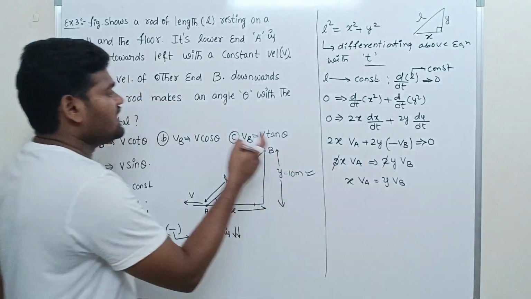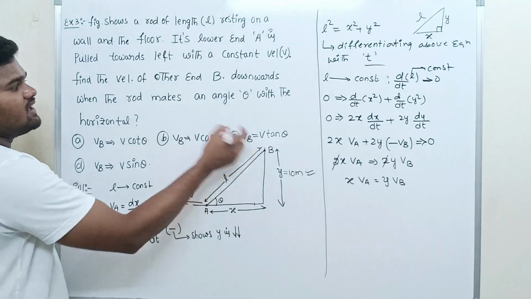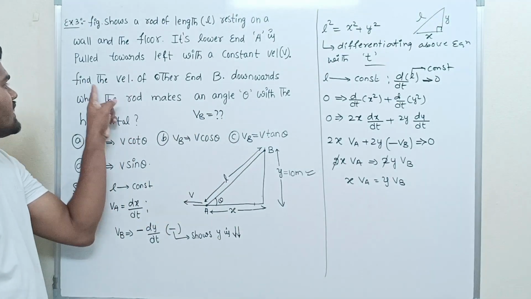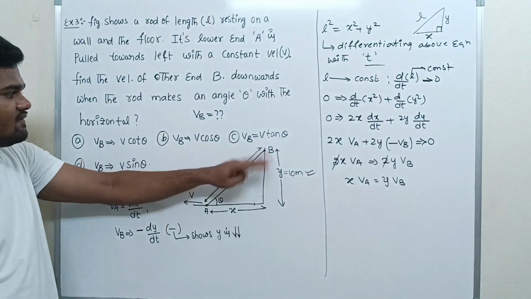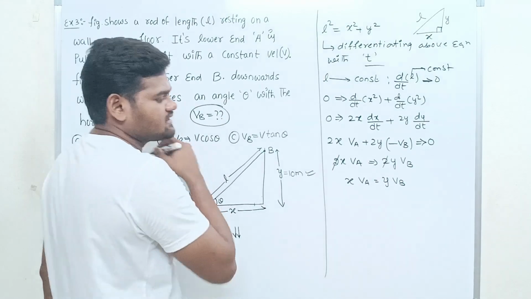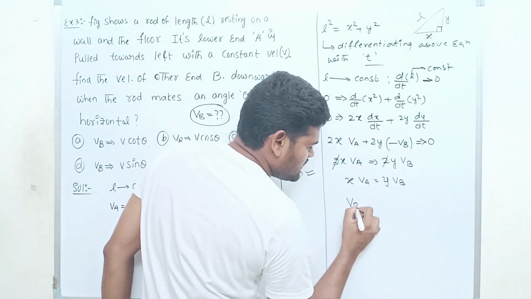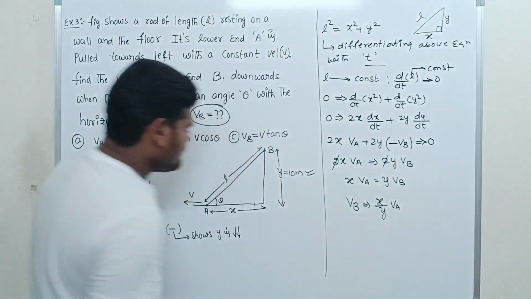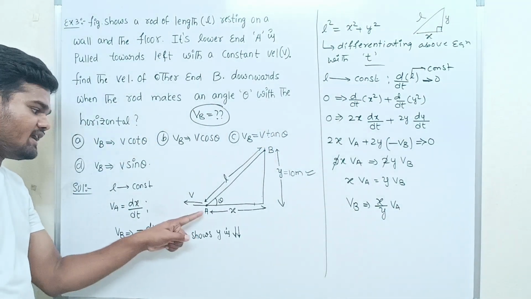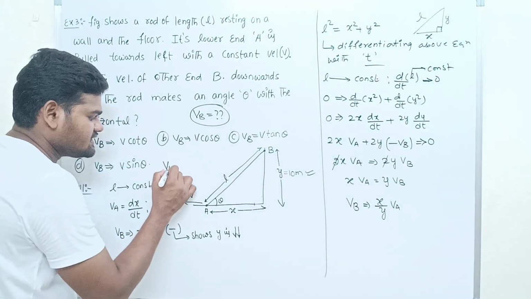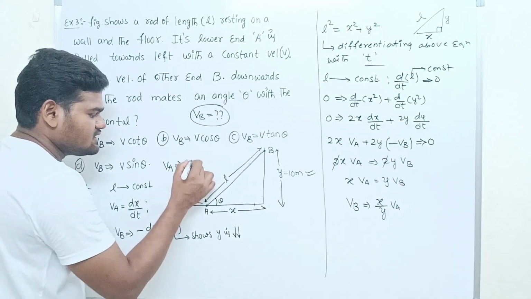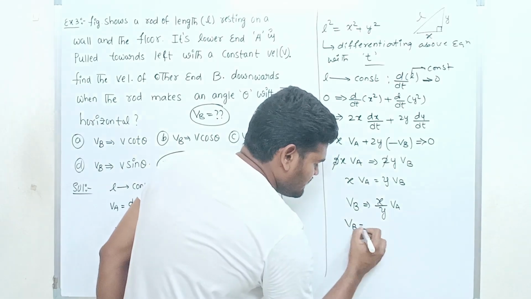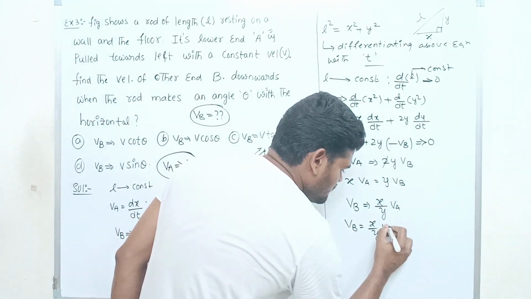What are they asking? Velocity of the point B. Find the velocity of the other end B. vB is equal to how much? So we can write vB is equal to x by y into vA. What is the velocity of the object at point A? The velocity of the particle at point A is equal to V. So vB is equal to x by y into V.